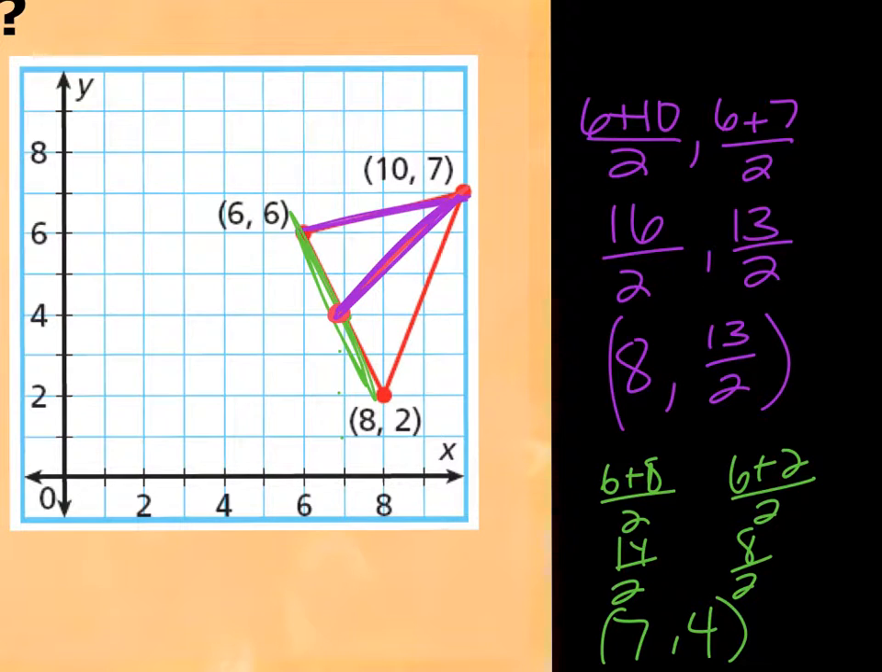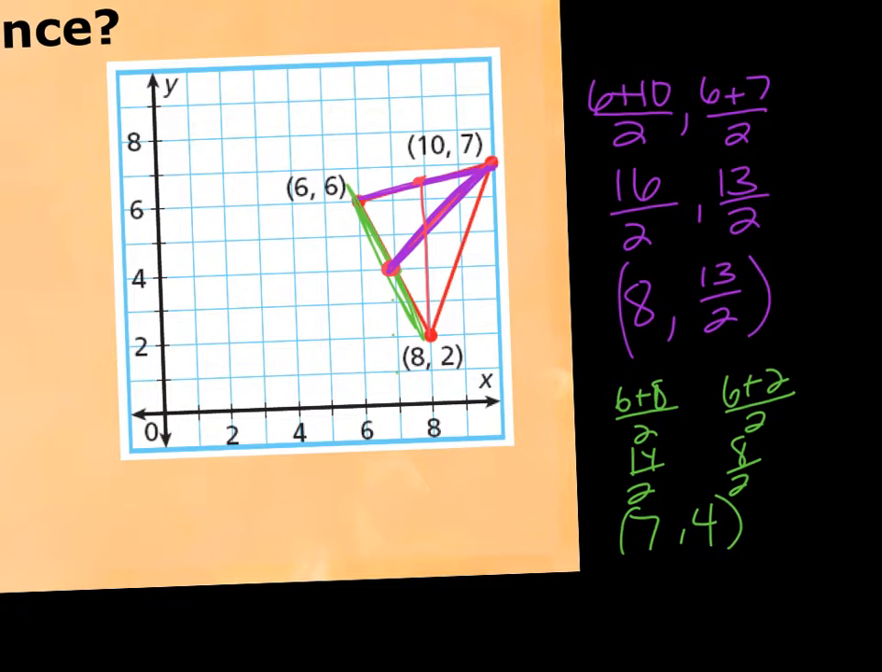Wait, isn't the x already there? No. Why not? The line going through the middle? Yeah, but you don't have the other 3. You'd have to do all 3. If you did it that way, you'd have to do all 3. 8 and 7.5, which would be here. And then you'd have to find the third side. If you're doing it the way you're talking, you'd have to find the midpoint of all 3 sides.